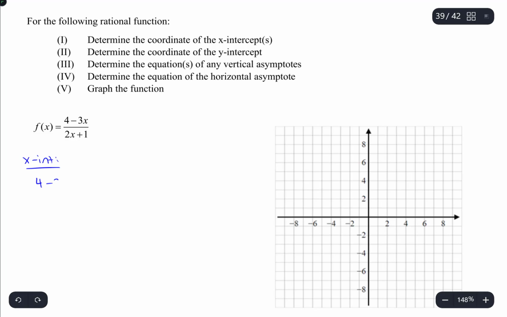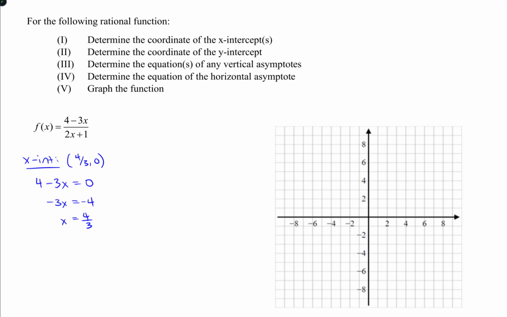X-intercepts occur whenever the numerator is equal to 0. So we just take what's in the numerator, set it to 0, and solve. So negative 3x equals negative 4, or x equals 4/3. So I have an x-intercept at (4/3, 0). So that's just a little bit beyond positive 1.